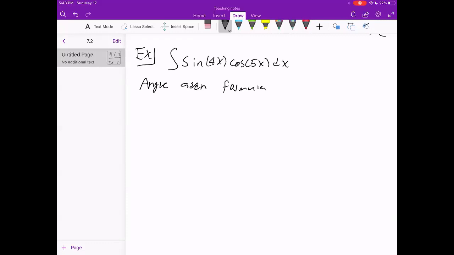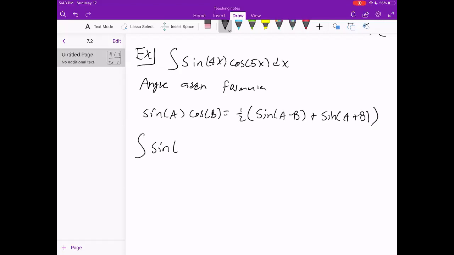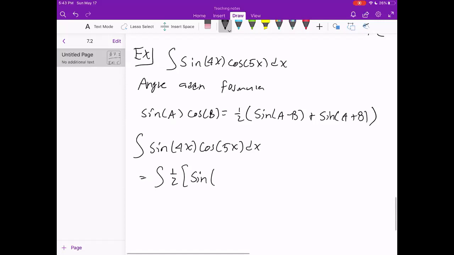So if you Google trig formulas, you have that the sine of A times cosine of B is equal to 1/2 sine of A minus B plus sine of A plus B. So I can take this integral, sine of 4x cosine of 5x, and write it as the integral of 1/2 sine of A minus B, so 4x minus 5x, just get a minus x there, plus sine of A plus B, so 4x plus 5x is 9x, dx.